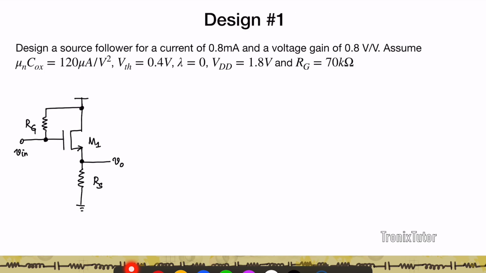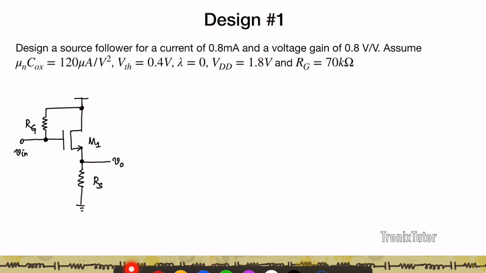Okay, now let's look at a design problem. I've been given a circuit here. The problem says: design a source follower for a current of 0.8 milliamps. What that means is that M1 is biased at a DC current of 0.8 milliamps, and for a voltage gain of 0.8 volt per volt. Assume μnCox, VTH, lambda is 0, VDD is 1.8 and RG is 70 kilo ohms.